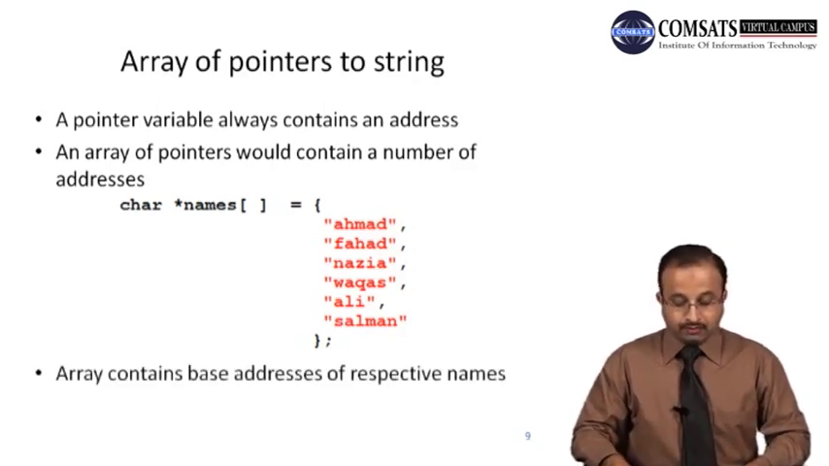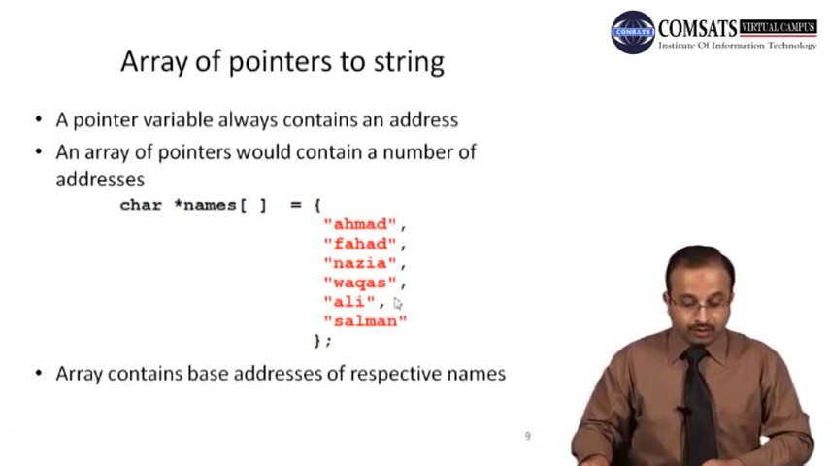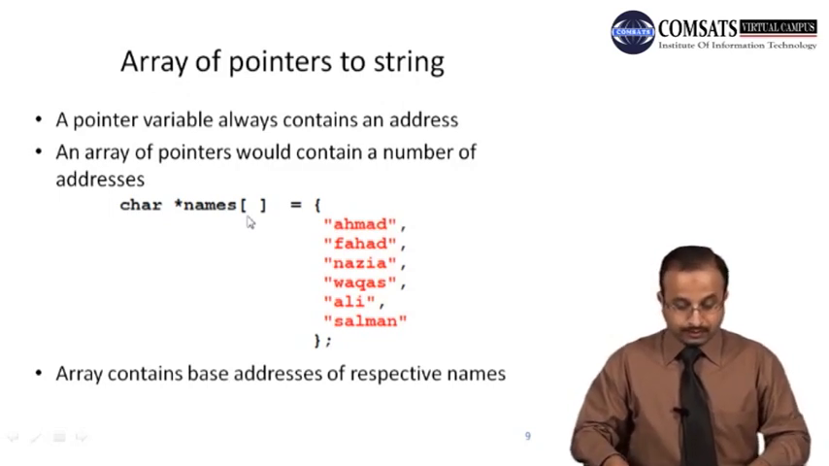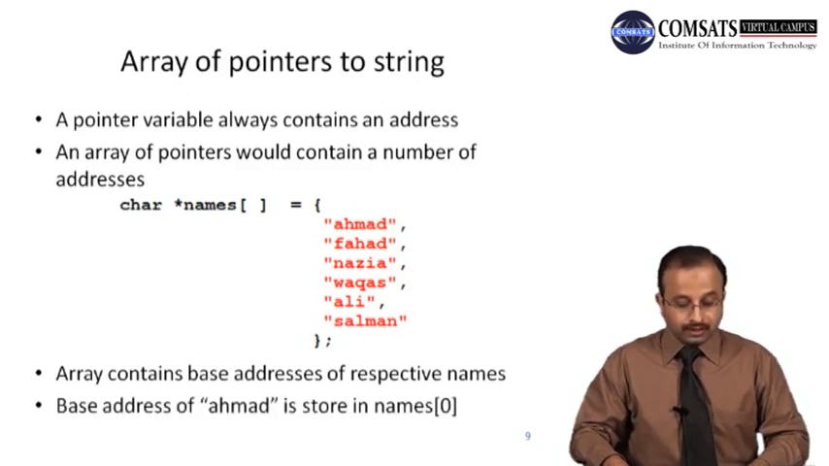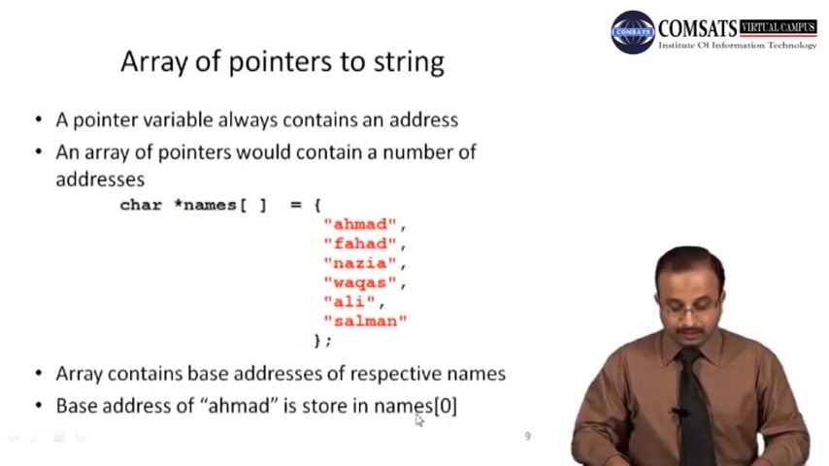The array contains the base addresses of the respective names. So this array names contains the base addresses of Ahmed, Fahad, Nazia, Waqas, Ali and Salman. These strings' base addresses are stored in the names array. So this is how you initialize when you declare an array of pointers. The base address of the string constant Ahmed is stored in names[0], the 0th index element of the names array, and the address of this string will be stored in this element, right?